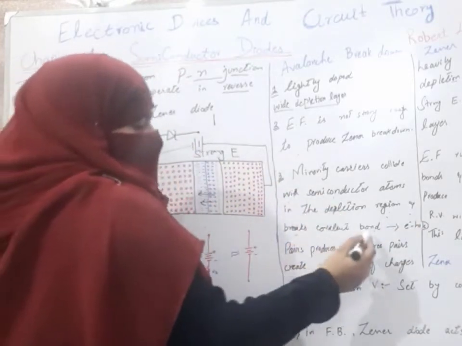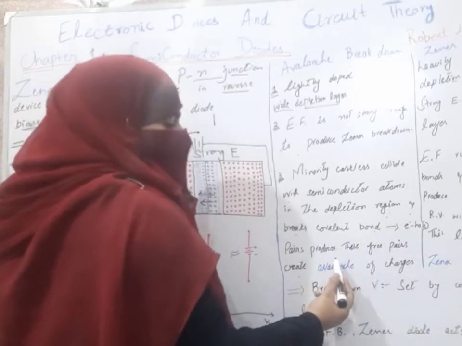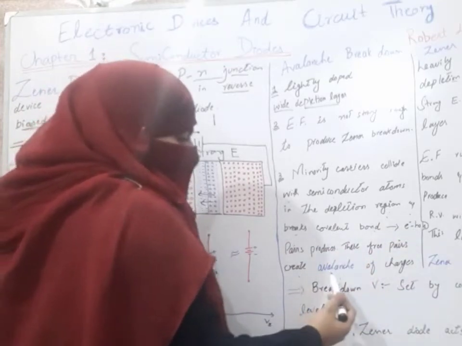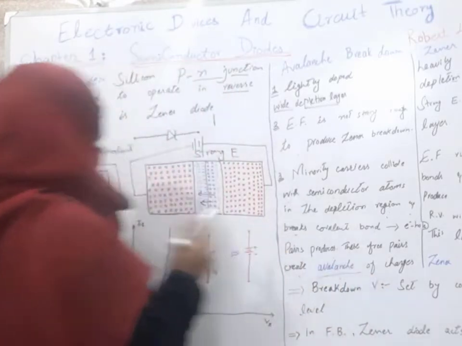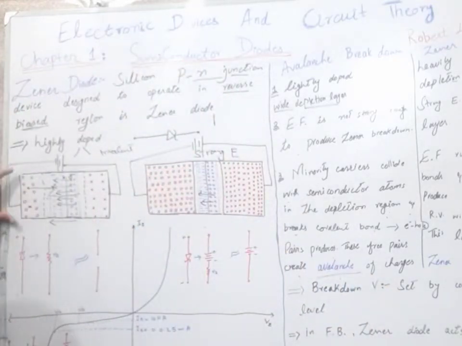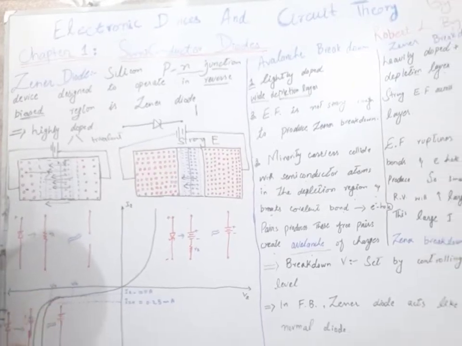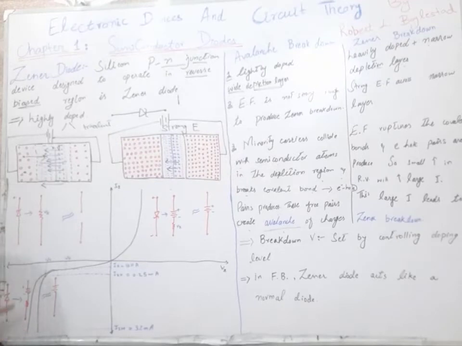So the breaking of covalent bonds produces electron hole pairs. These free pairs create an avalanche of charges, and this avalanche of charges will cause the current to flow in the reverse biasing region. Because of these minority charge carriers, avalanche breakdown occurs, and this avalanche breakdown is the cause of the flow of current.